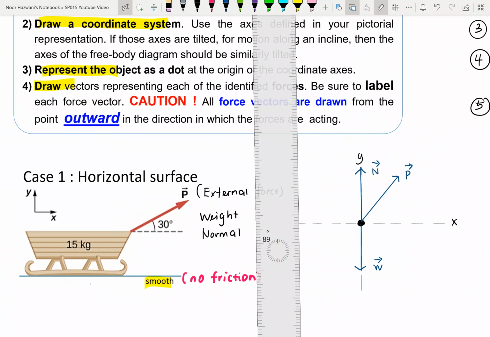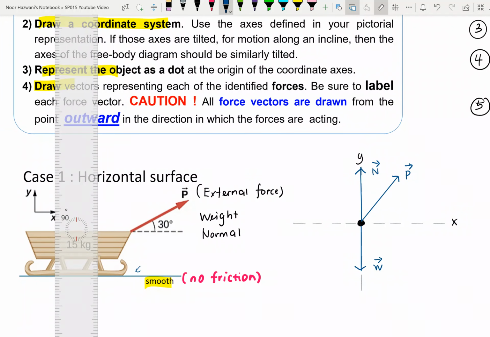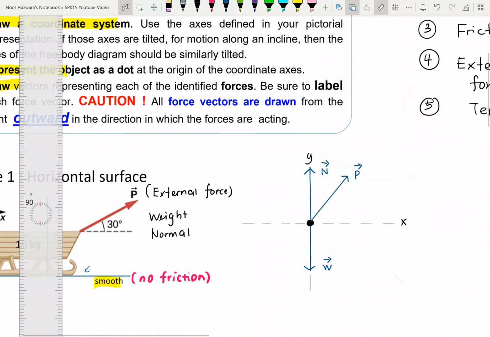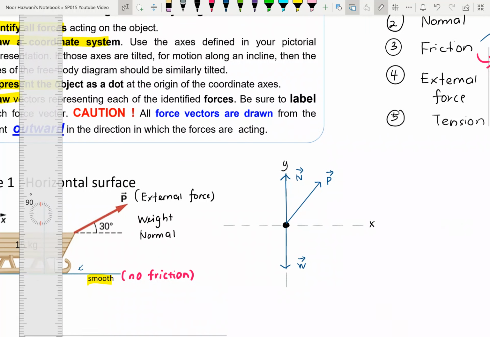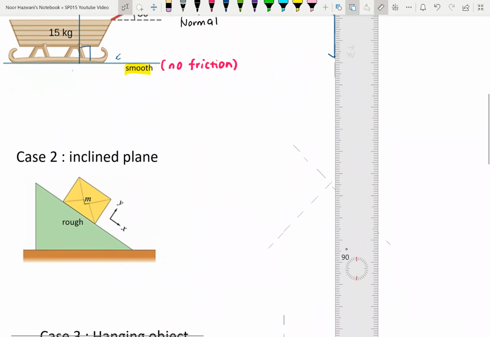Okay. And then you kena tahu weight always downward. Normal mestilah 90 degree to the surface. So, ini adalah surface you yang blue ni. Dan bila dalam keadaan 90 degree, so dia mestilah ke atas lah. So, ini adalah 90 degree dia. So, bila ini 90 degree dia, so maksudnya normal dia adalah acting upward lah. Okay, so kita dah siap case number 1. Okay, kita tengok case number 2.